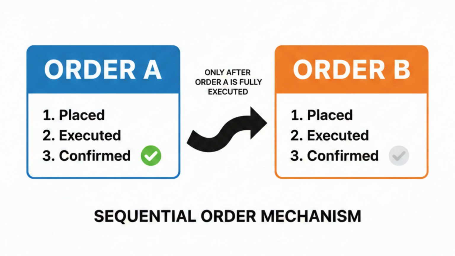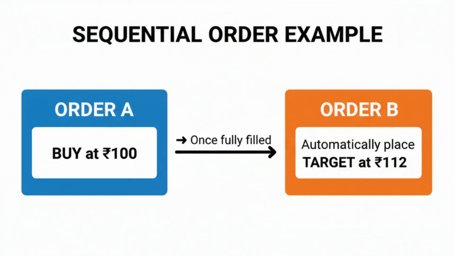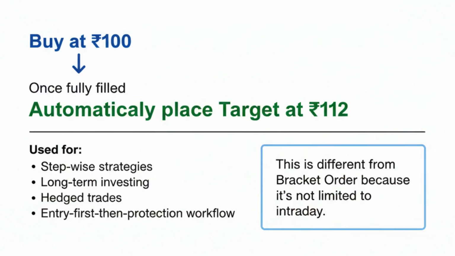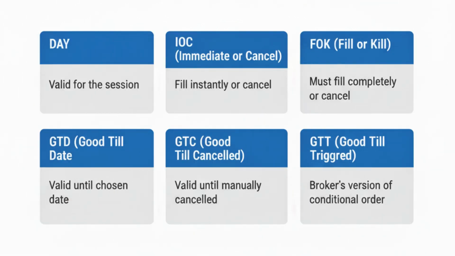Sequential order, final advanced concept. A sequential order is a two-step order mechanism. Order B is placed only after order A is fully executed. Example: buy at 100 rupees. Once fully filled, automatically place target at 112 rupees. Used for stepwise strategies, long-term investing, hedged trades, entry first, then protection workflow. This is different from bracket order because it's not limited to intraday. Time in force. Validity settings.